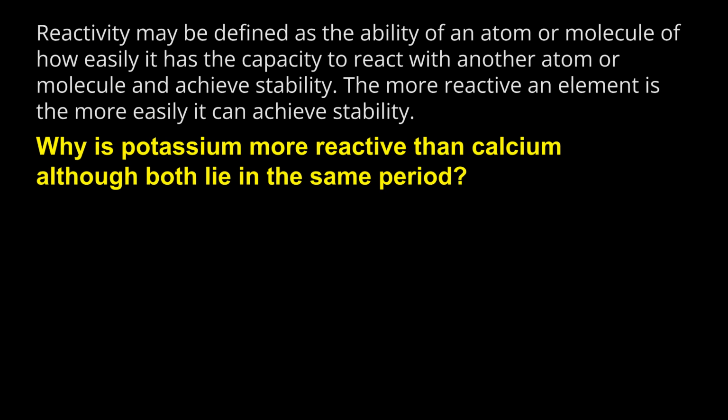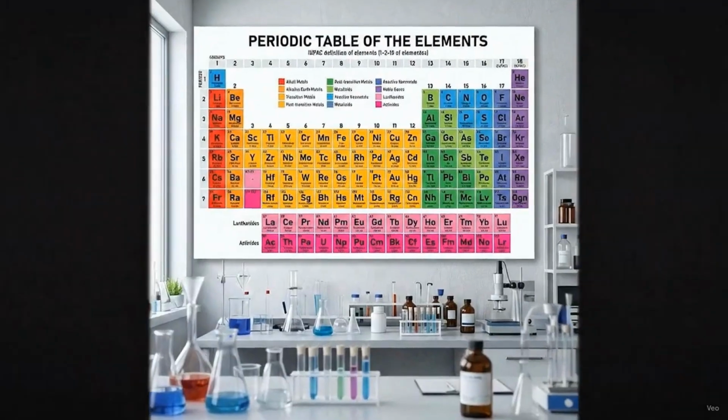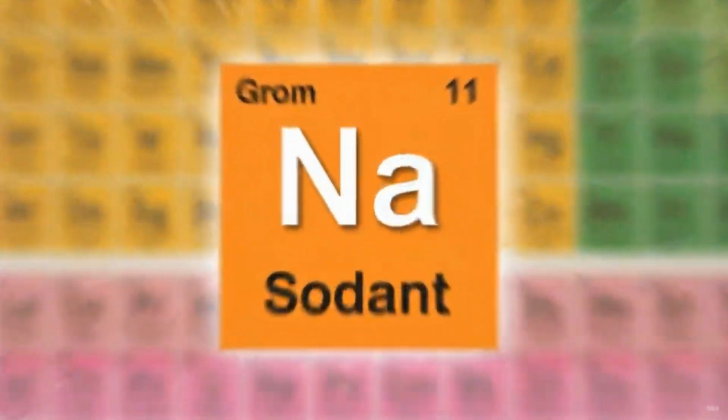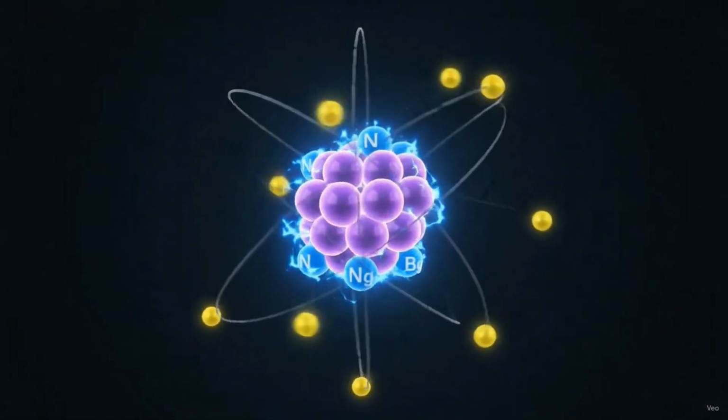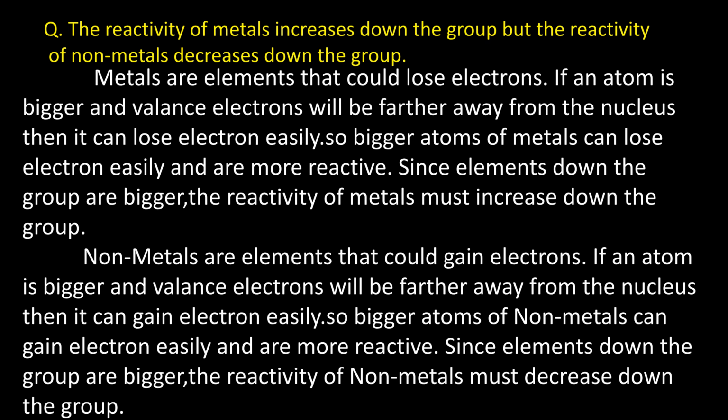Reactivity is defined by how easily an atom achieves stability. Potassium is more reactive than calcium because of how easily it can reach this stable state. In summary, metallic reactivity increases down a group because larger atoms lose electrons more easily. Conversely, non-metal reactivity decreases down a group because larger atoms have more difficulty gaining electrons.